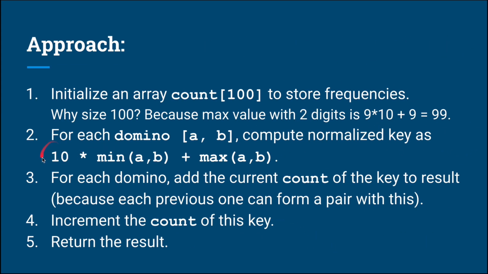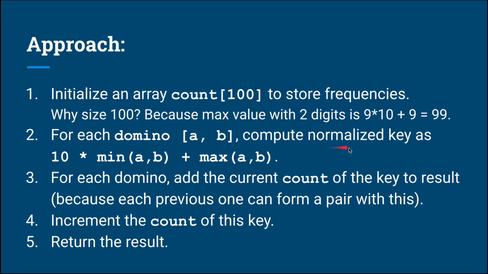So understand how we are going to solve it. The approach is, first we will initialize an array called count, and we'll store the frequencies of the incoming pairs. Why is the size 100? Because the max value with 2 digits is 9 into 10 plus 9, which is 99. For each domino A comma B, which is the same as B comma A, we need to normalize this.